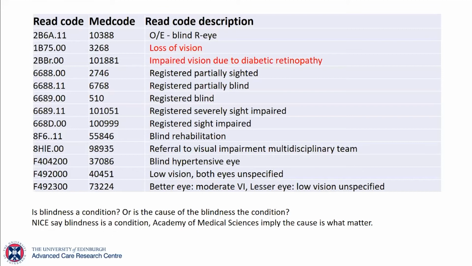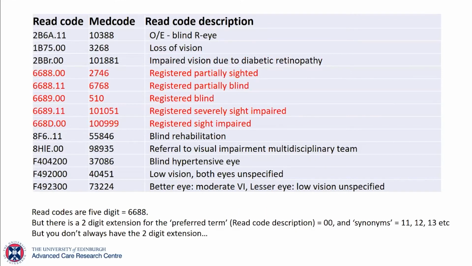And then that draws you into the existential problem: is blindness a condition, or is the cause of the blindness the condition? The blindness is merely a consequence. And if you read the NICE definition of multimorbidity, blindness is a condition. If you read the Academy of Medical Sciences one, the implication is the cause is what matters. Diabetic retinopathy without functional visual impairment, yeah. So I mean, it's just really complicated.